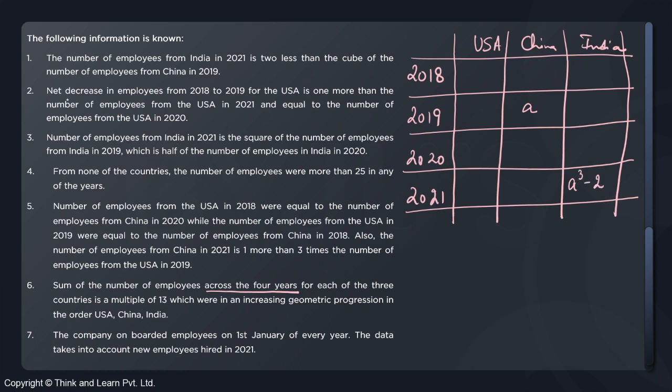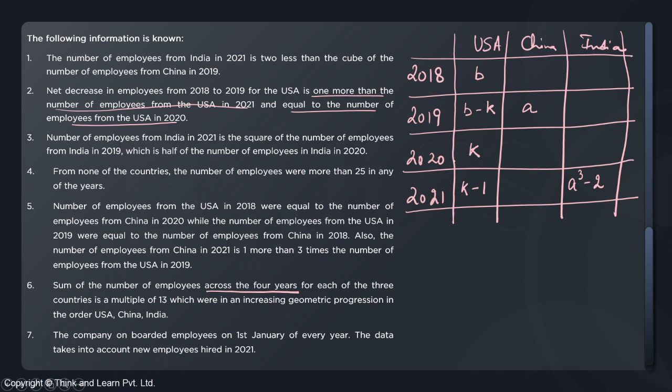What next? The net decrease in employees from 18 to 19 for USA, from here to here, what is the decrease? It is one more than the number of employees from USA in 2021 and equal to the number of employees from the USA in 2020. So let us say the number of employees here is B and here is B minus K. So the net decrease is K. He says this net decrease is one more than the number of employees in 2021.